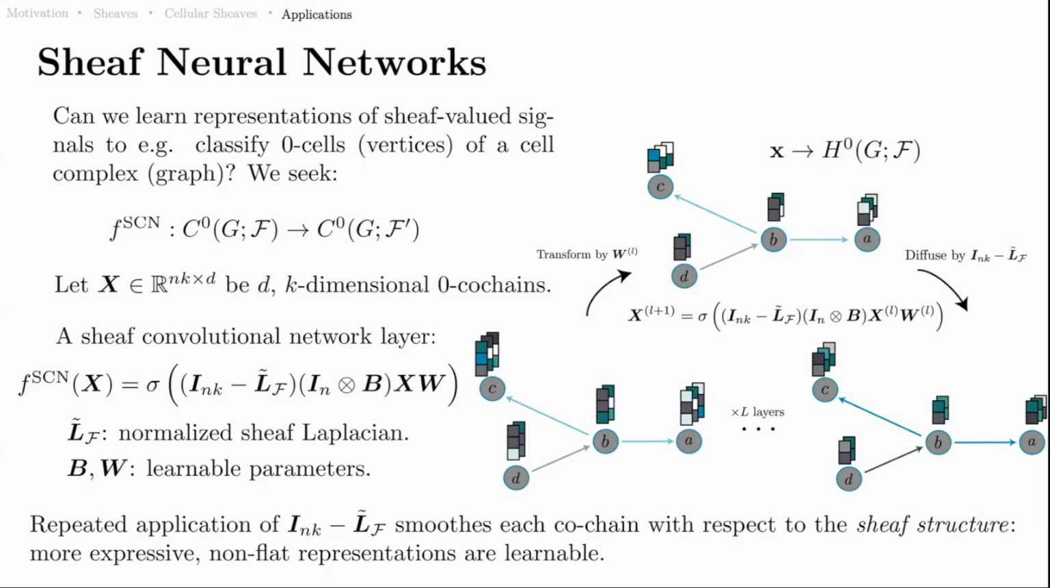We can define a similar problem where, if we're given sheaf-valued signals, so we're given cochains and some restriction maps, we could pass this through something that looks like a graph convolutional neural network. It has the same form in that we're going to use the Laplacian to diffuse information, or to message pass information, across the network. But now this Laplacian is actually the sheaf Laplacian.